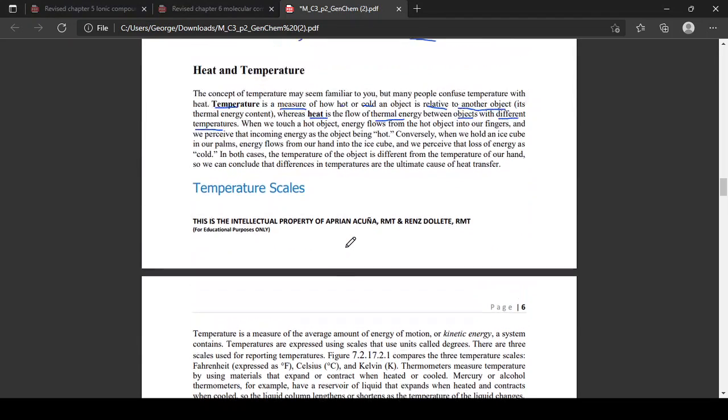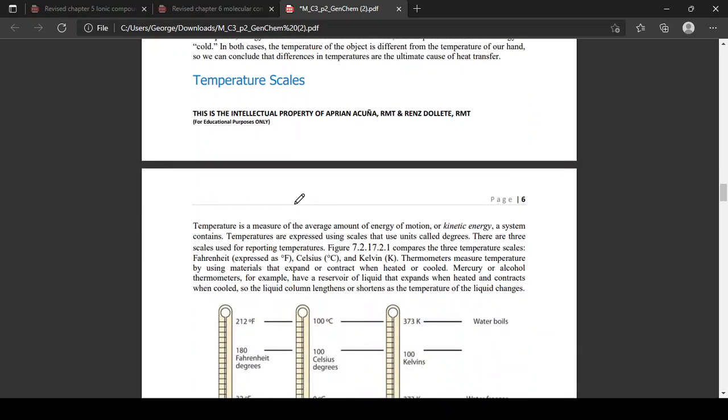Kung maghambal kita, kids, na flow sa thermal energy, ano siya? Heat. Maghambal kita a measure of how hot or cold an object is compared to another object, or relative to another object. It is temperature. Next, we have your temperature scales. Temperature is a measure of the average amount of energy of motion, or kinetic energy, a system contains. Temperature is expressed using scales that have units called degrees.